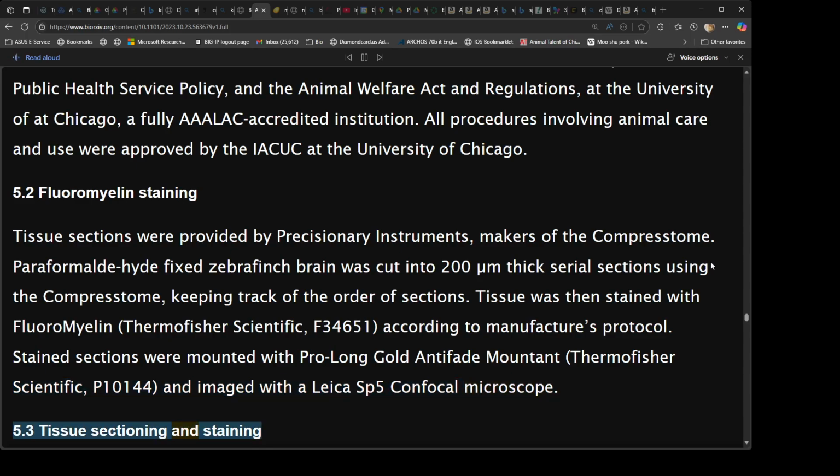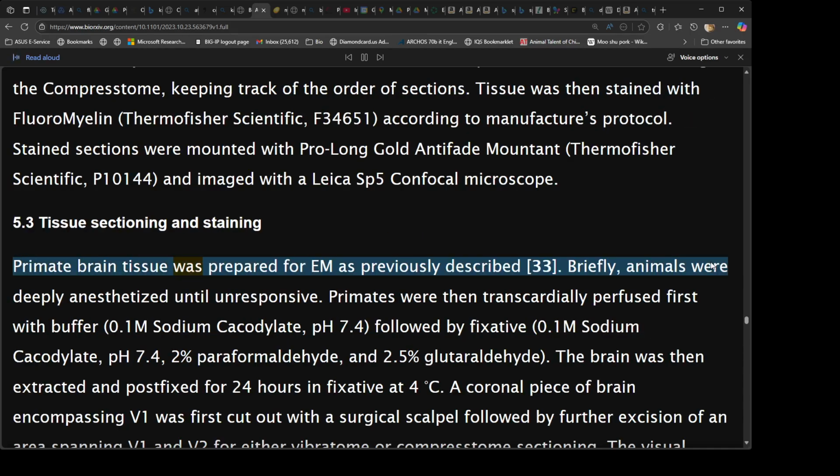5.3 Tissue sectioning and staining. Primate brain tissue was prepared for EM as previously described, 33. Briefly, animals were deeply anesthetized until unresponsive. Primates were then transcardially perfused first with buffer, 0.1 M sodium cacodylate, pH 7.4, followed by fixative, 0.1 M sodium cacodylate, pH 7.4, 2% paraformaldehyde, and 2.5% glutaraldehyde. The brain was then extracted and post-fixed for 24 hours in fixative at 4°C.